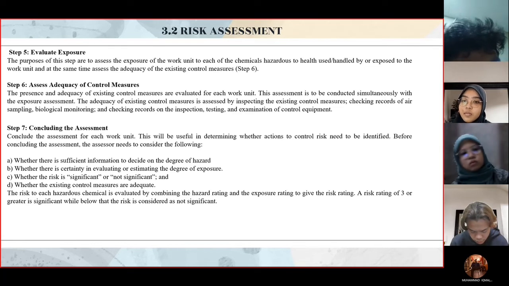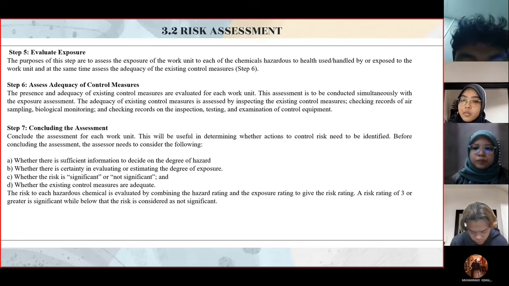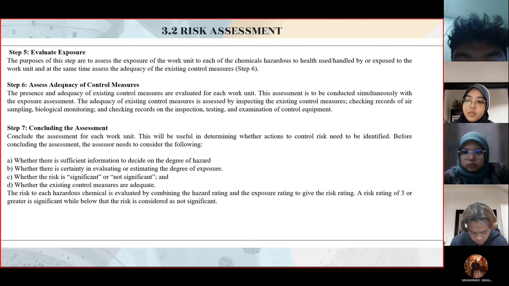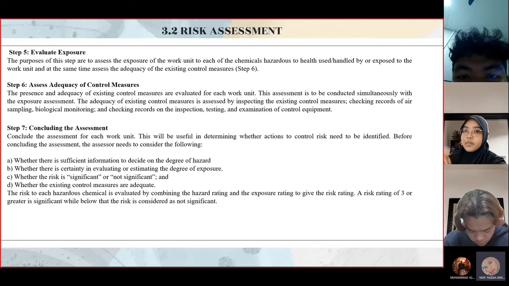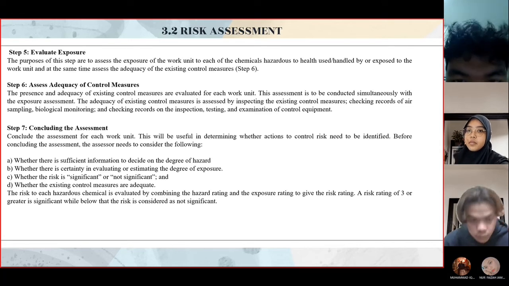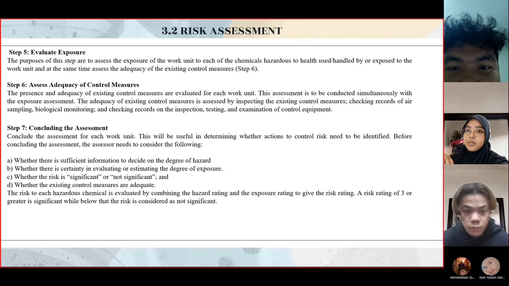Step 6. Assess adequacy of control measures. The presence and adequacy of existing control measures are evaluated for each work unit. This assessment is to be conducted simultaneously with the exposure assessment. The adequacy of existing control measures is assessed by inspecting the existing control measures, taking records of air sampling, biological monitoring, and taking records on the inspection, testing, and examination of control equipment.